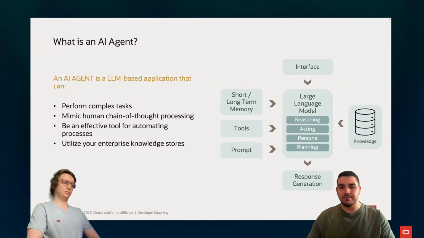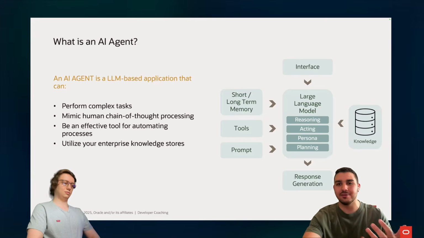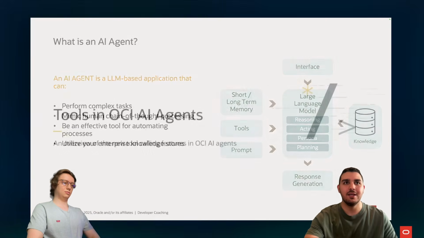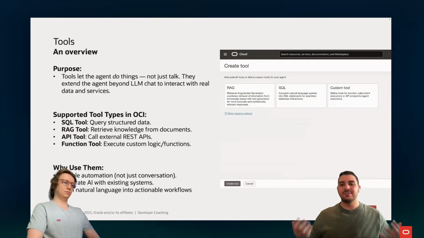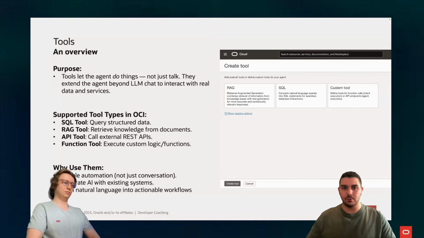And the tool calling feature is an addition to this that really amplifies the capabilities of agents and extends it beyond just being able to chat back and forth, but actually do things. And we'll go into more details about that in the next slide. So as an overview, these tools extend what your agent can do. So it's no longer just a matter of chatting with an LLM. You're actually now able to do things with the LLM.